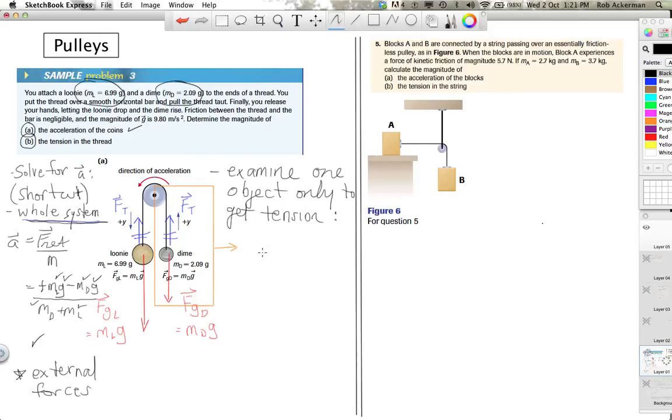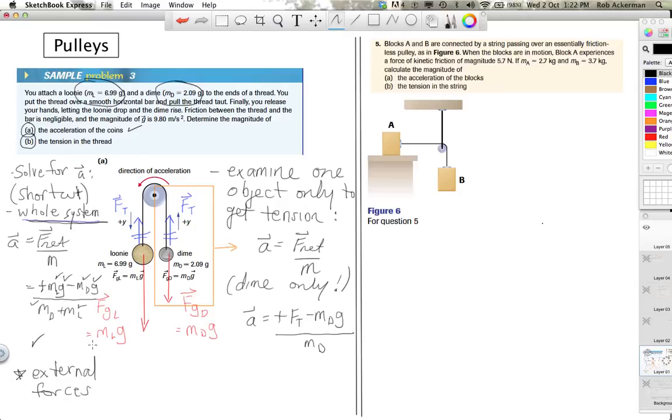So let's see what you get. If we write Newton's second law here, we'll have acceleration equals F net over m, once again. But this time we're only talking about the dime. So what do we have to do? Well, we write a equals, and we look for F net. What is F net? We've got tension in the positive direction, so I'm going to write positive Ft. We've got gravity on the dime in the negative direction. That's minus m dime times 9.8. Those are all the forces acting. And this time we're only dividing by the mass of the dime.